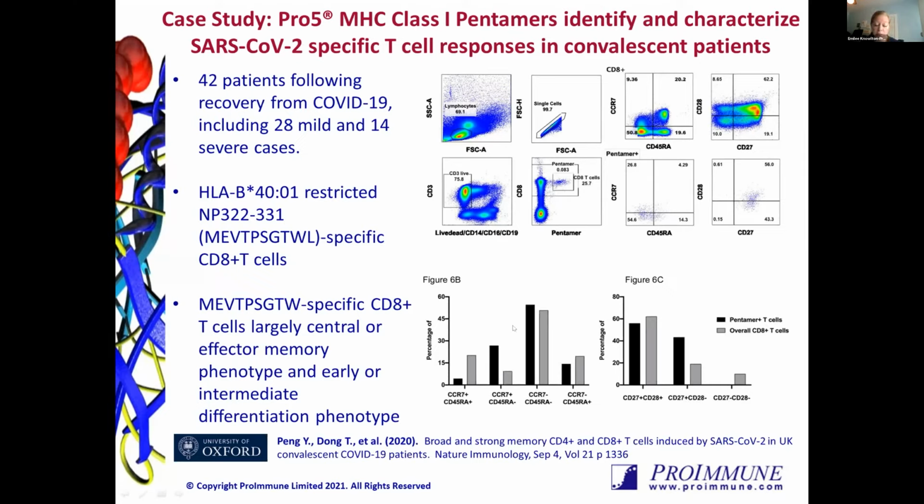So overall, they did find that there were higher frequencies of M and NP specific CD8 T cells compared to the spike T cells, and that the identification of the T cell specificity and functionality was associated with the milder disease. And this really highlights the potential importance of including not only the spike proteins, but others as well in future COVID-19 vaccine design.